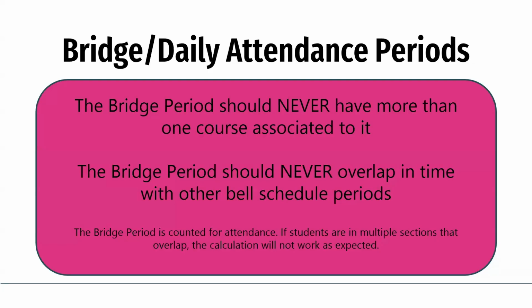So just as Meredith said, these are huge key rules. Don't ever have more than one course associated in your bridge period. And your bridge period can't overlap any other period times, because again, calculations for attendance will not come through correctly. The system won't be able to differentiate when your bridge period is if it's overlapping, say, with period 2. Yeah, that's a big one.